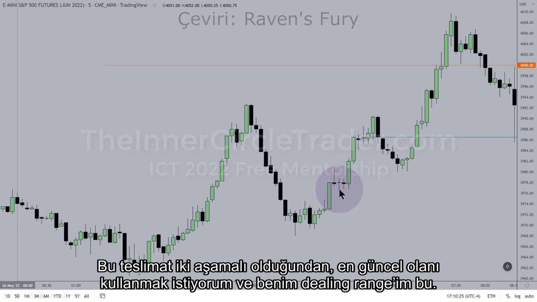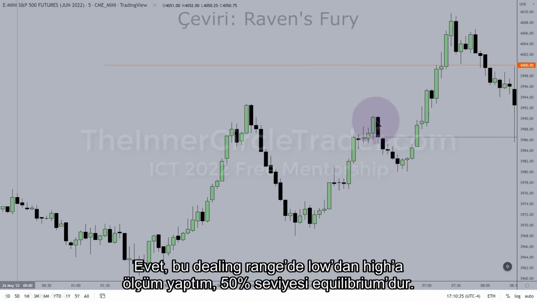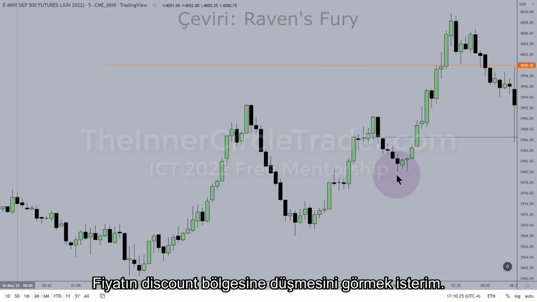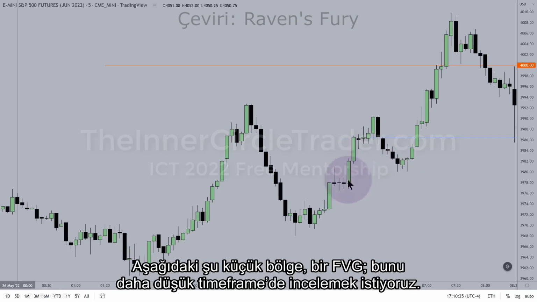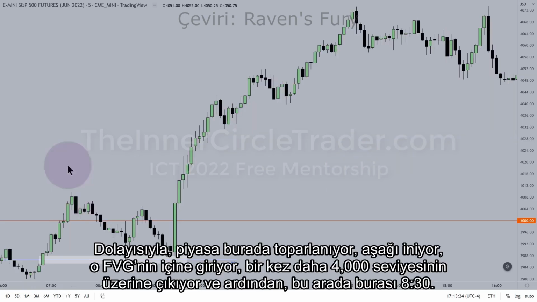Because it had two stages to this delivery, I want to use this most recent one, and this is my dealing range. All right, so this dealing range here, I measured the low to the high, 50% is equilibrium. I want to see it drop down into discount. This small little area down here, fair value gap. We want to look at that on the lower time frame. So with that said, the market rallies in here, drops down into the fair value gap there.